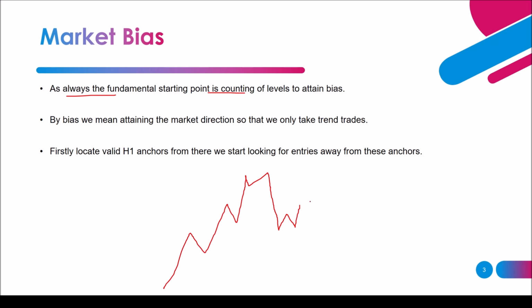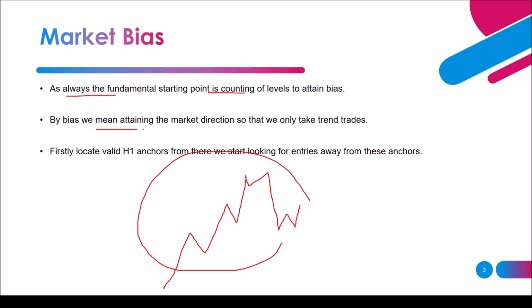However, this is actually a full video on its own on how to count levels, but in this particular video we are saying the first thing is to count the market levels and then attain the market bias. So by bias we mean attaining the market direction, so that we only take trend trades.